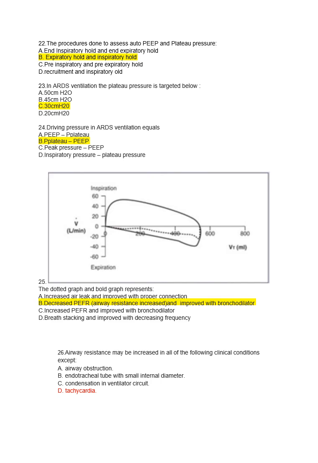The 26th question. Airway resistance may be increased in all of the following clinical conditions except A. Airway obstruction, B. Endotracheal tube with small internal diameter, C. Condensation in the ventilator circuit, and D. Tachycardia. So the answer is tachycardia, because tachycardia has nothing to do with the airway resistance. The other things are related to the airway and the ventilator circuit, which hamper the airway, or they will lead to increased airway resistance.